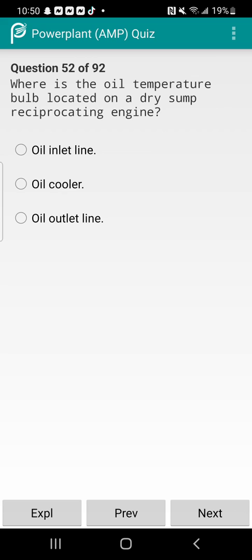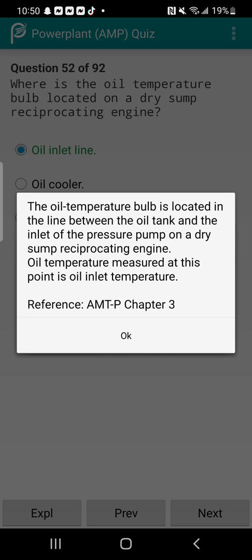Where is the oil temperature bulb located on a dry sump reciprocating engine? Oil inlet line.